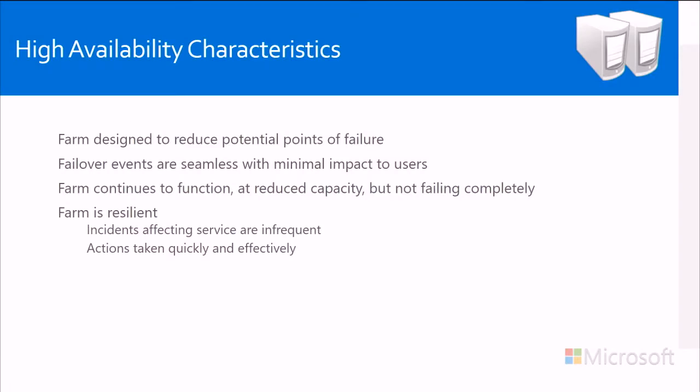So let's look at some characteristics of high availability. We want to reduce the number of points of failure. So if we have a single server in SQL Server, we have a point of failure there, because if I lose that SQL Server, I have no way to get to my database. And as we know, 94.5% of all the content in SharePoint is stored in SQL Server.